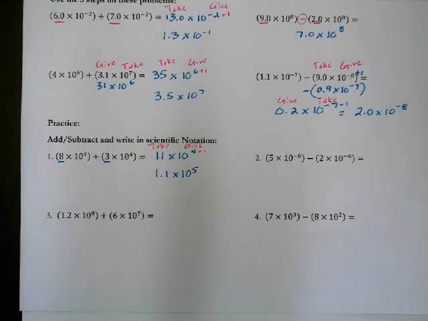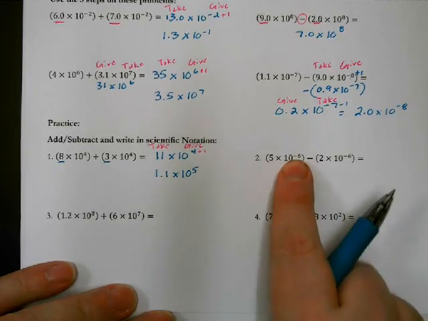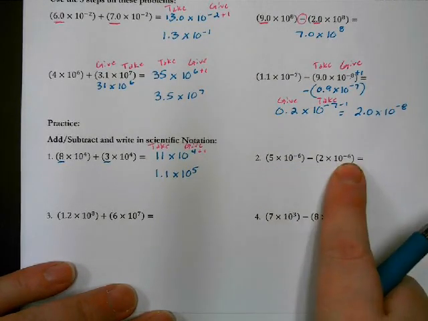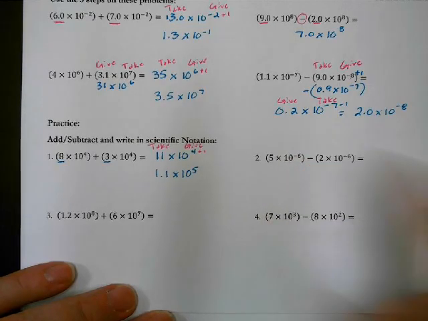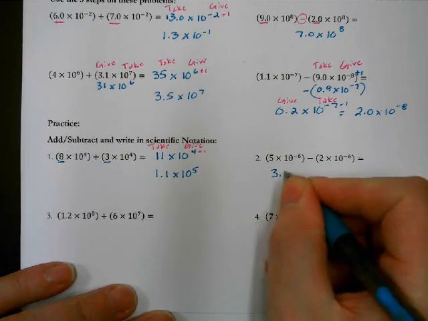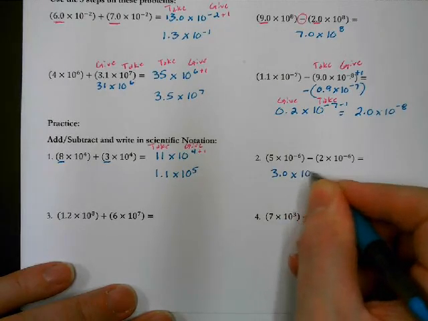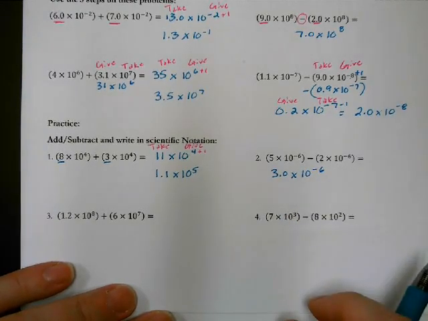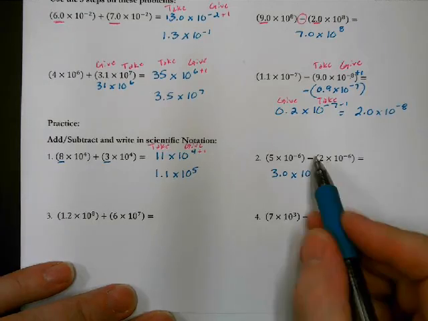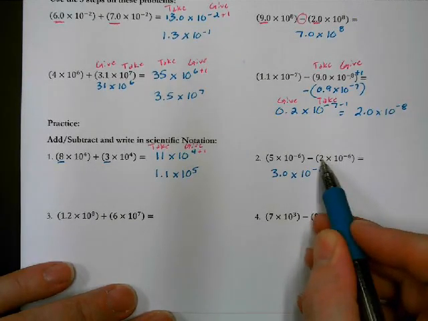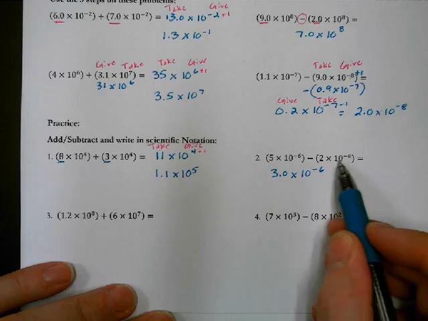Next, these are like terms. 10 to the negative 6, 10 to the negative 6. So I'm going to do 5 minus 2, that gives me 3, times 10 to the negative 6 power. So this negative is only going to affect the coefficient. It is not going to affect the base and the exponent.